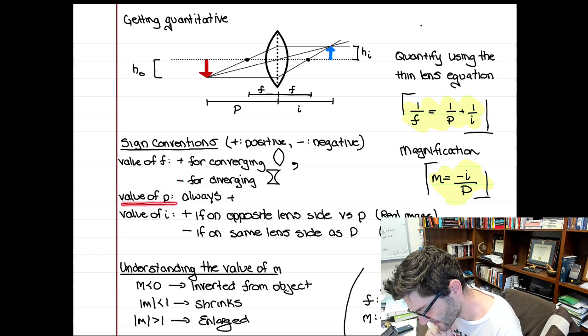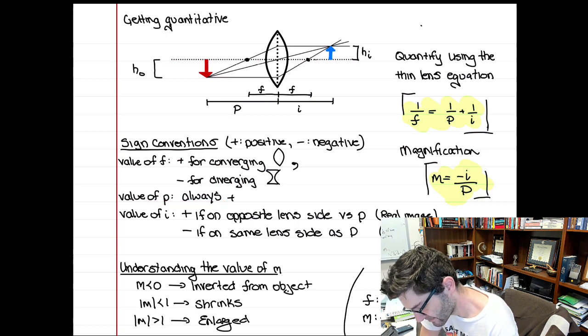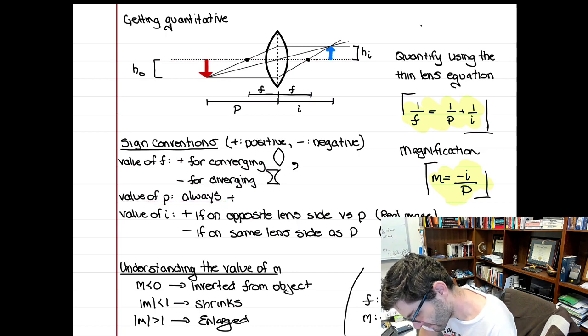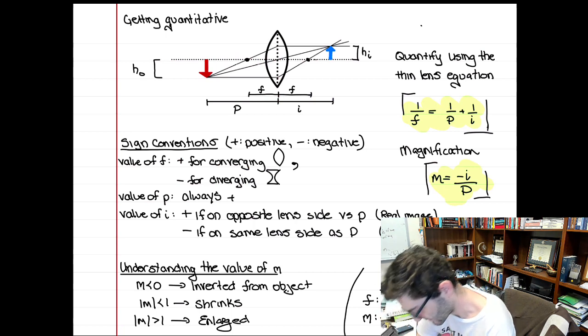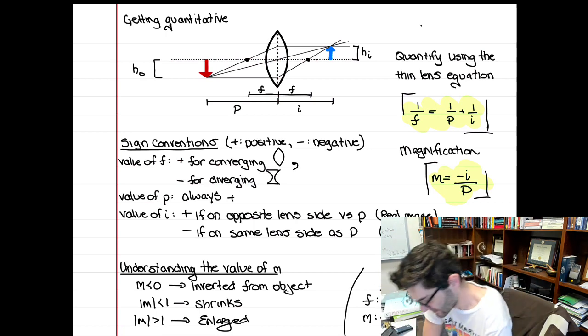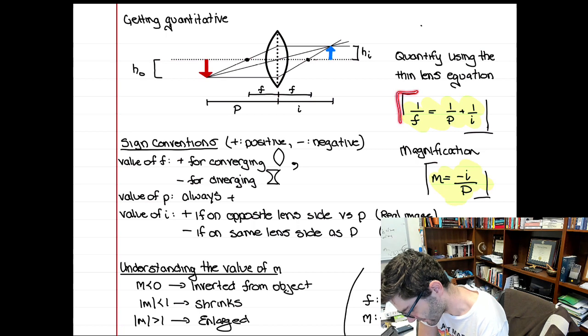The value of p, the convention is we always take that to be a positive number. Again, what you plug in here is always a positive number. Because you might say, well, if this is the axis, this looks like it's negative. Well, careful, right? I never really put down an origin system. These are just conventions that work with this particular formula.